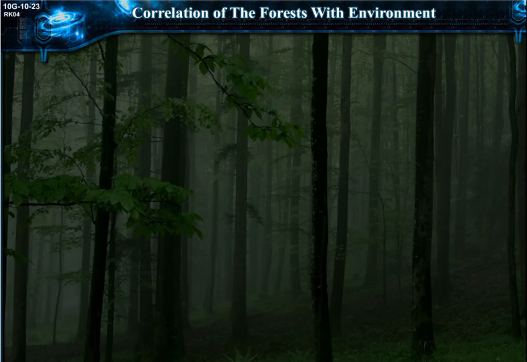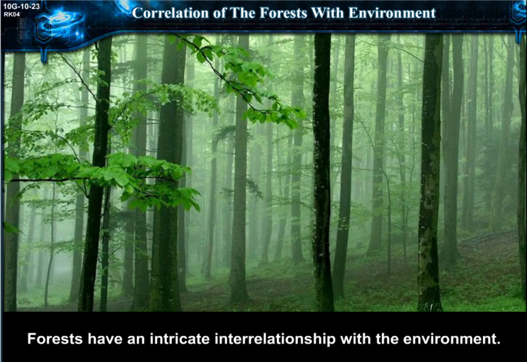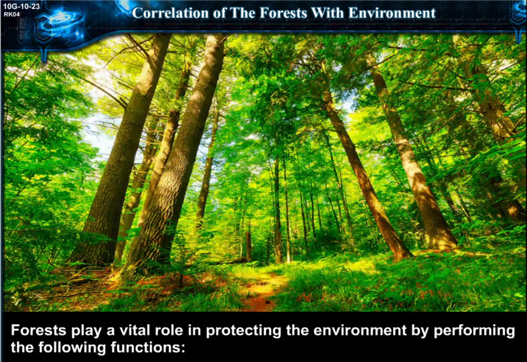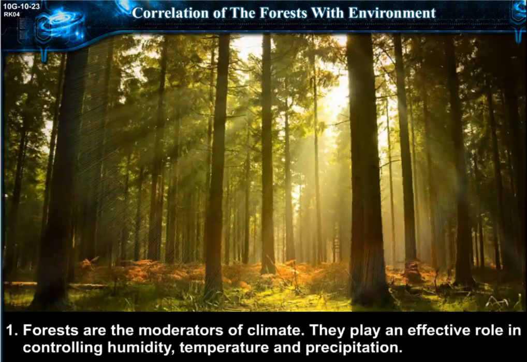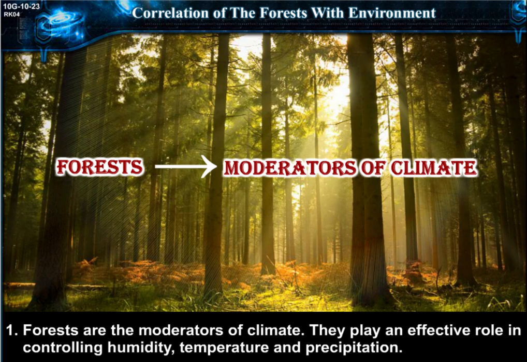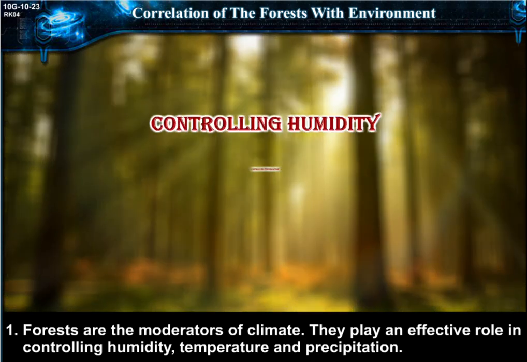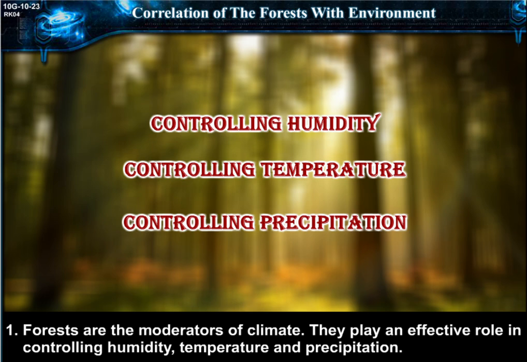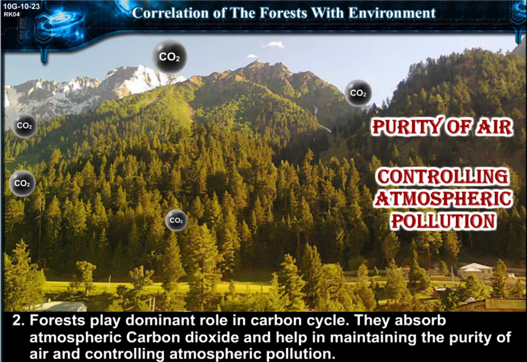Correlation of the forests with environment. Forests have an intricate interrelationship with the environment. Forests play a vital role in protecting the environment by performing the following functions. 1. Forests are the moderators of climate. They play an effective role in controlling humidity, temperature, and precipitation. 2. Forests play a dominant role in the carbon cycle. They absorb atmospheric carbon dioxide and help in maintaining the purity of air and controlling atmospheric pollution.